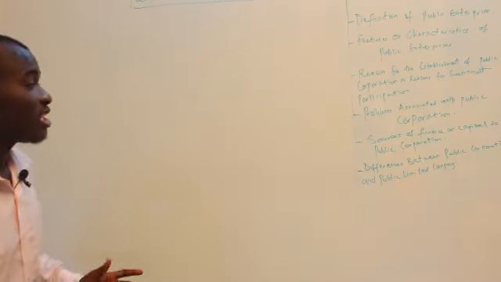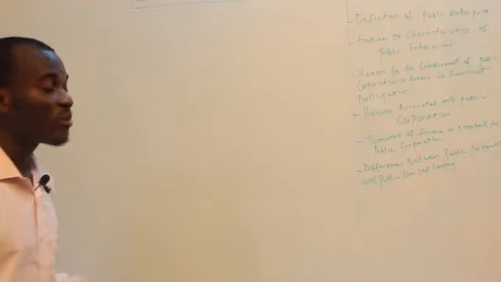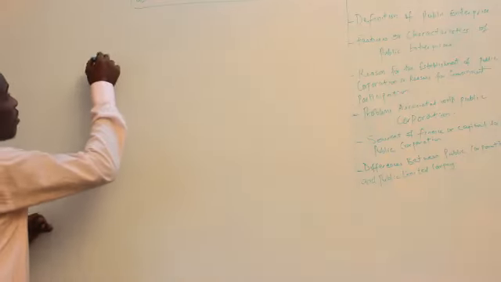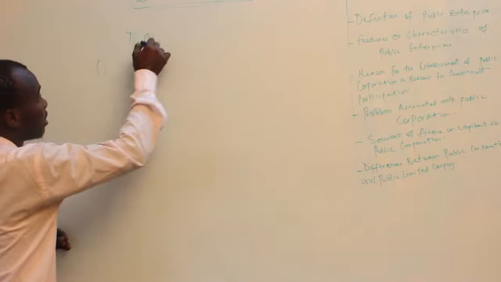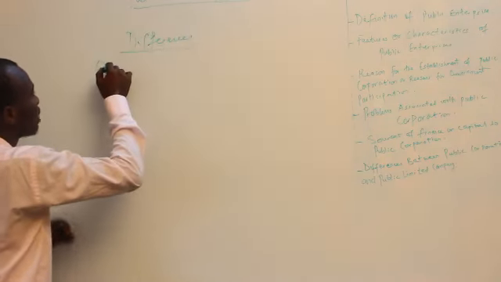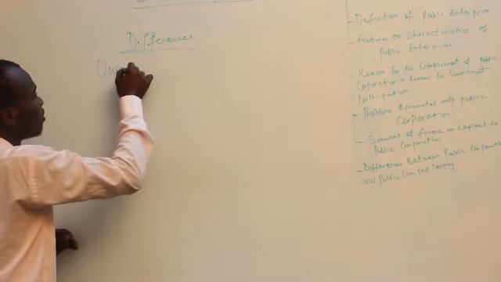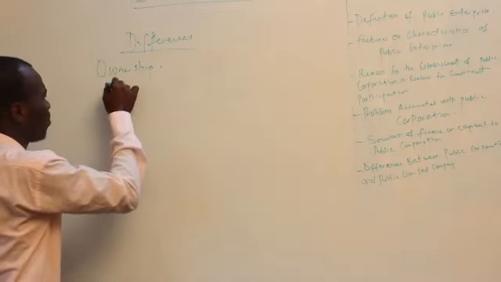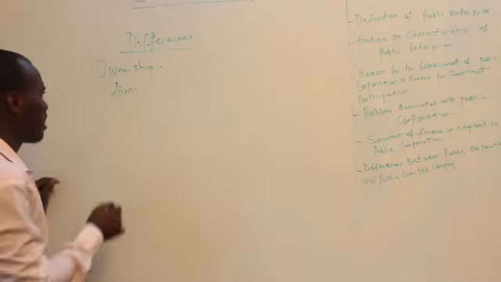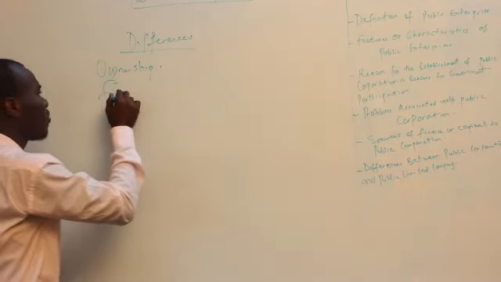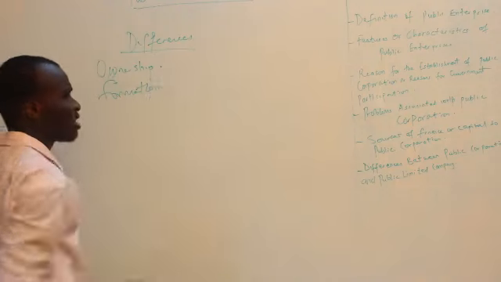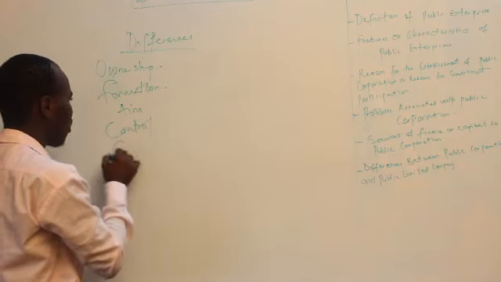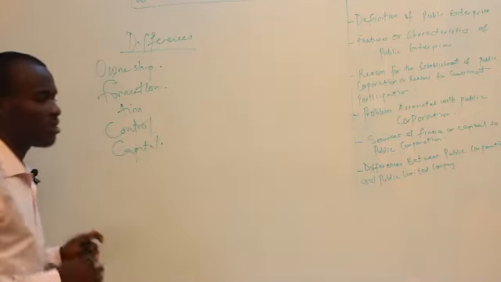So the next on the line is to look at the differences between the public corporation and public limited company. We're going to look at the differences in the following areas: the form of ownership, the formation, how the enterprise is formed, what the aim of establishing the enterprise is, the control, and how the capital of each of these enterprises is sourced.